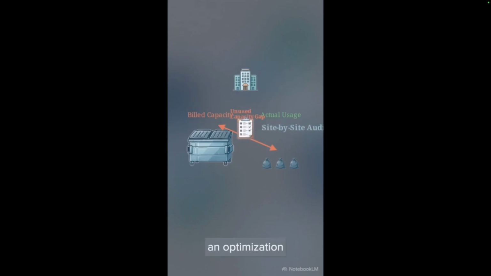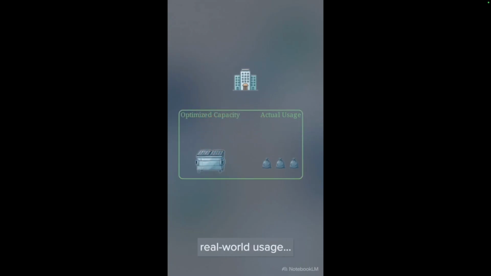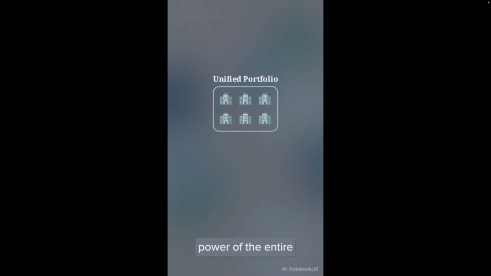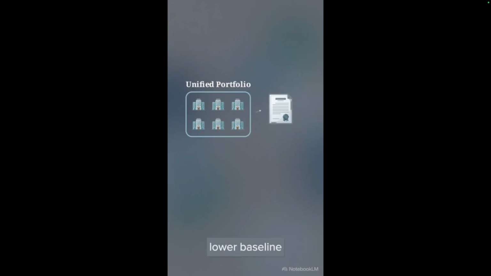To fix this, an optimization team ran a site-by-site audit. They matched the physically contracted waste capacity with each property's real-world usage, instantly stripping away expensive payments for unused services. Then came the pivot, leveraging the combined purchasing power of the entire hotel portfolio. This allowed them to negotiate a significantly lower baseline market price, while enforcing a strict cap on future rate increases to mathematically prevent budget creep.